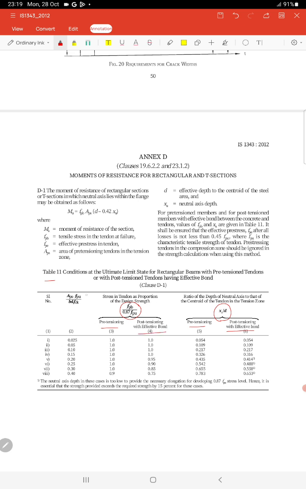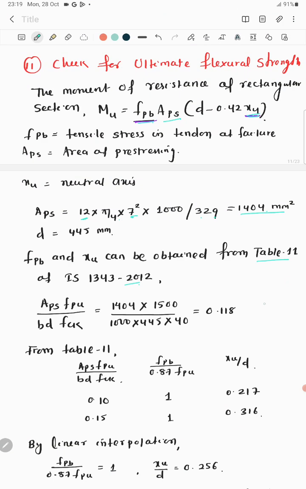So first you have to calculate this value, then accordingly you can get the values of this and this from this table. So APS FPU divided by BD into FCK. APS we have calculated as 1404, then FPU is given as 1500, divided by, since we are designing for 1 meter of width, B is taken as 1 meter, that is equal to 1000 mm, into depth of the section 445 mm, into FCK used is 40 Newton per mm square. So after calculating this, we are getting a value of 0.118.